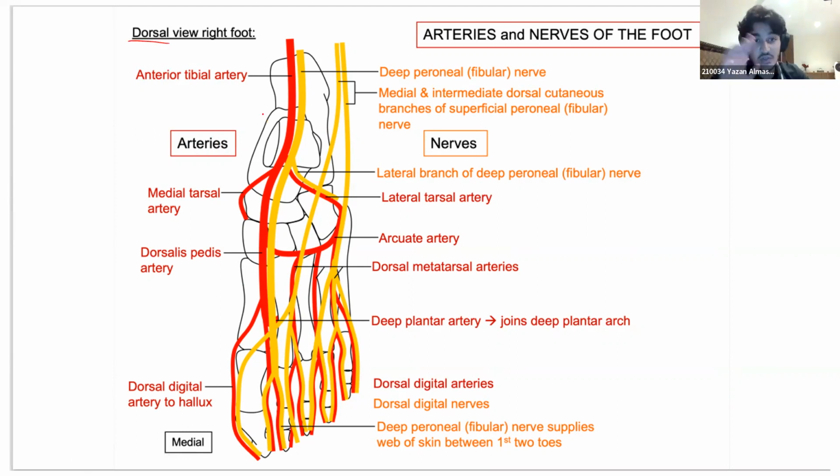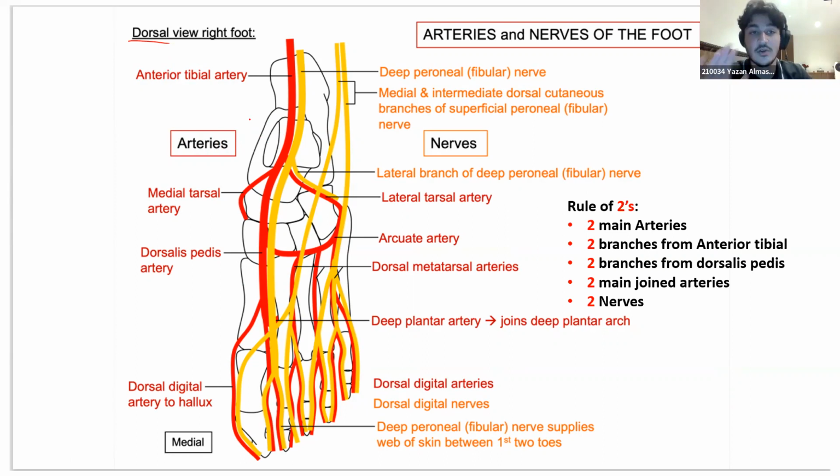And what you need to understand from this slide is the rule of 2s. I made this rule, so don't Google it because there is no such thing, okay? So before we get into the rule of 2s, to remember that the rule of 2s is for the dorsal view, just remember 2D, like this slide. This slide is literally 2D. So the rule of 2s is for the dorsal view, okay?